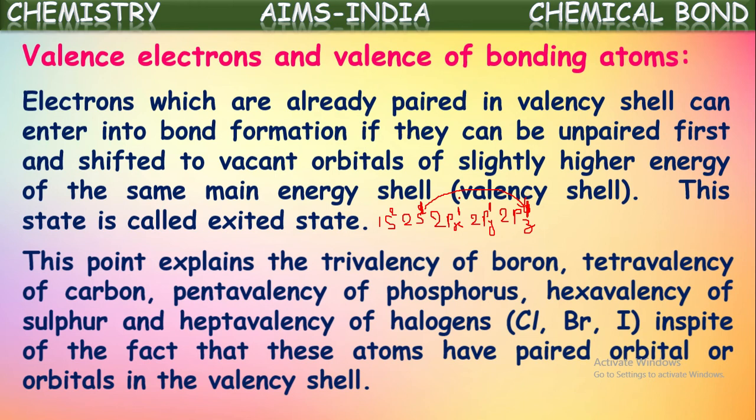So this is the state where one electron jumps, by unpairing the pair of electrons, into a higher orbital of the same shell, and it is called excited state. In the excited state, carbon has 4 unpaired electrons or 4 half-filled orbitals. These participate in bond formation. Before that, only 2 electrons are there. So the tetravalency of carbon is explained in this way. Similarly, boron, phosphorus, the hexavalency of sulfur, and even the heptavalency, meaning the 7 valencies, of fluorine or chlorine are explained by this excited state concept.